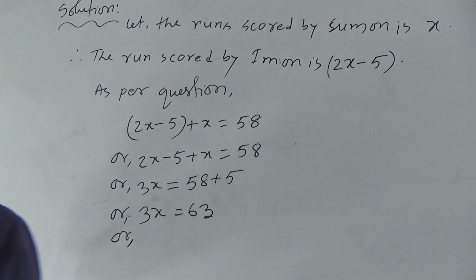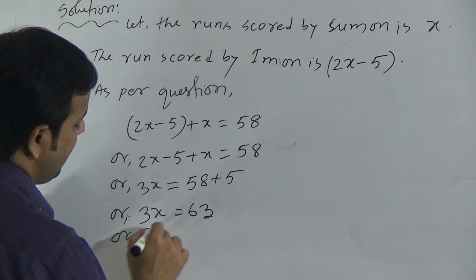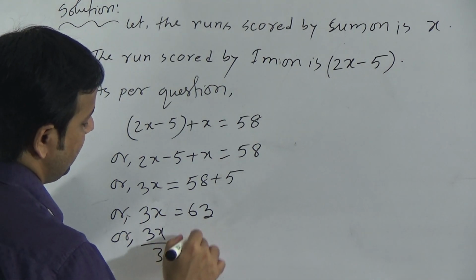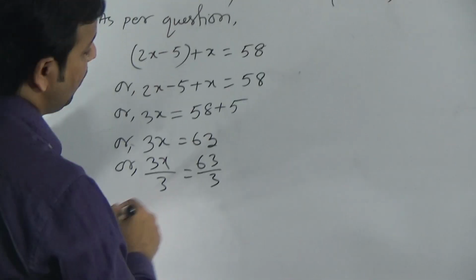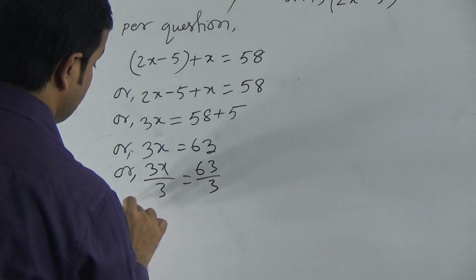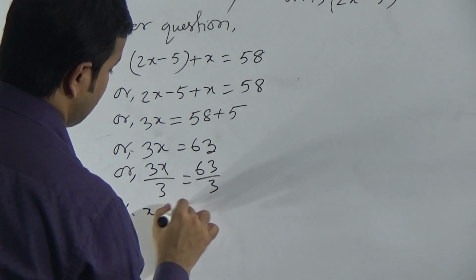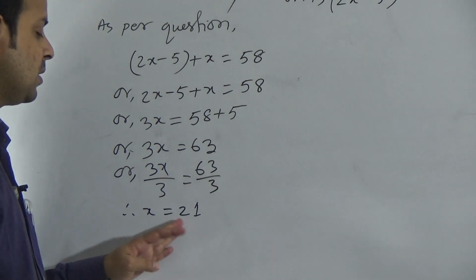Now we have to remove this 3 from the left side. To remove this 3, we have to divide both sides by 3, that is 63 divided by 3. If you want, you can write a side note when you are solving the problems. Therefore x equals 21. If we divide 63 by 3, we will get 21.